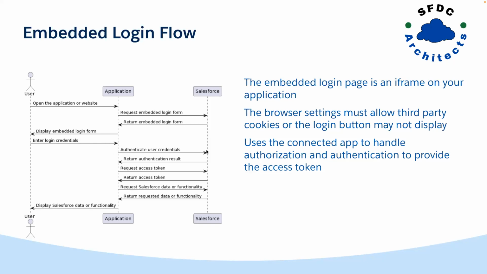That goes to Salesforce. It's going to validate the credentials and return the result. The application at this point is going to request the access token because this is going to give them access to the resources on Salesforce. And if Salesforce gets a request for the data functionality, it will return in the application, and then finally it goes back to the user.